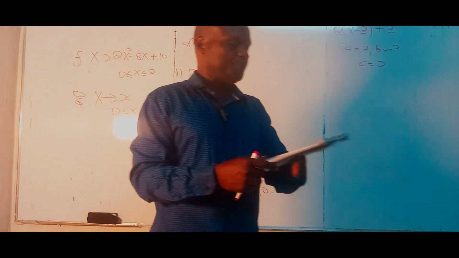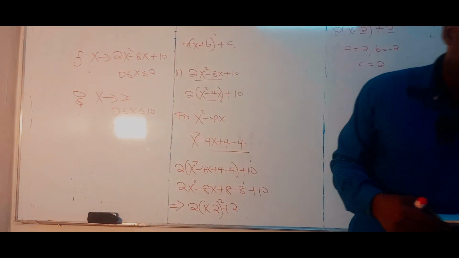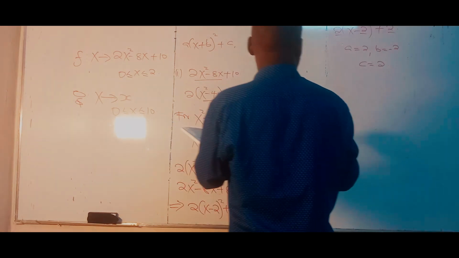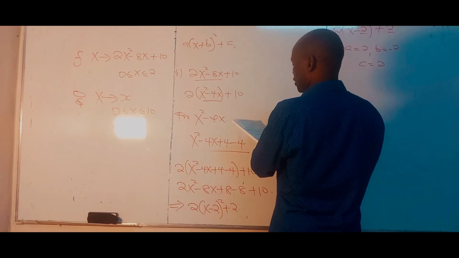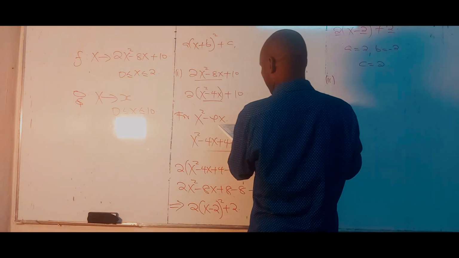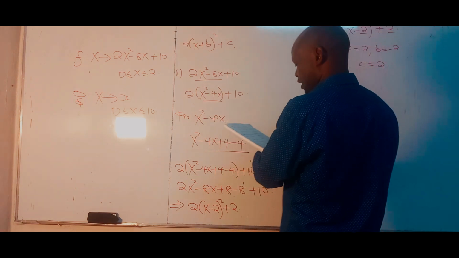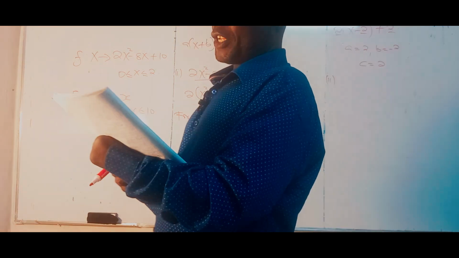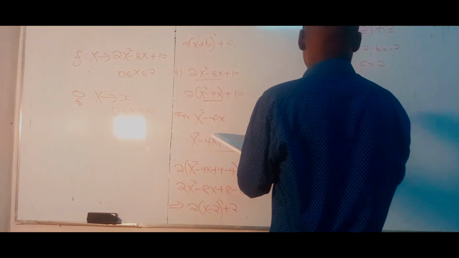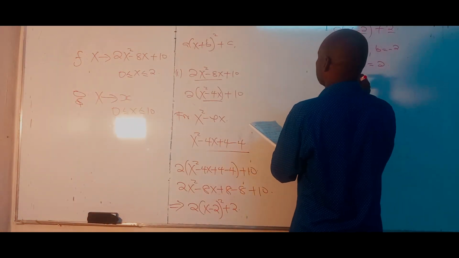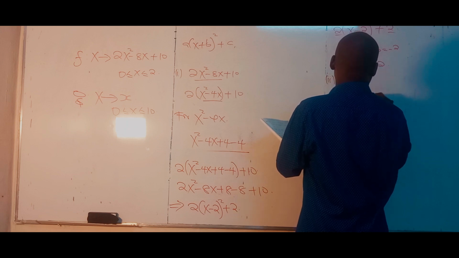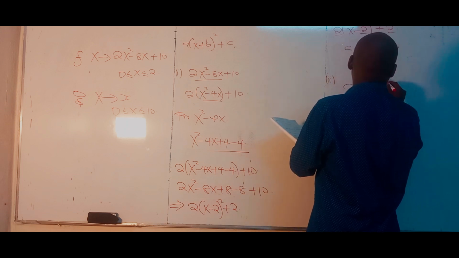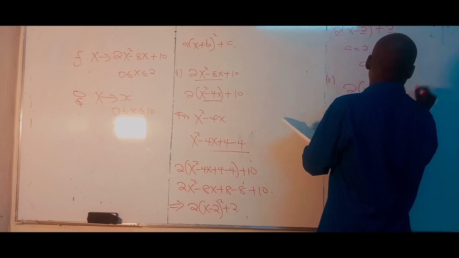Then we are told, state the range of f. Now that is Roman 2. State the range of f, the function f. Now, we see that the function f is 2 into x minus 2 squared plus 2.